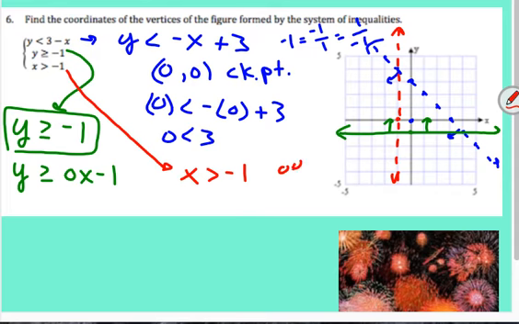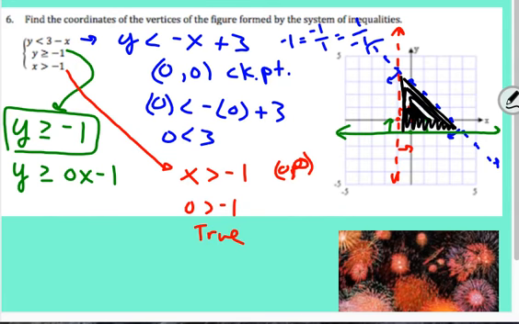You could use the checkpoint 0, 0. 0, 0 is to the right of this line now. When I plug in 0, 0, I get 0 is greater than -1. Is that true? This is true. But it's obvious 0 is greater than -1 for x, so you basically are going to be going to the right. And here, not double, but this would be a triple shaded region. Okay? This is what we call a feasible region.